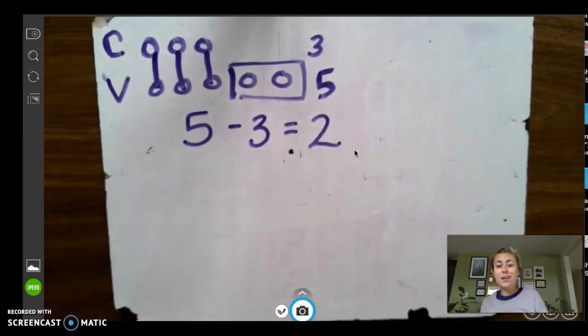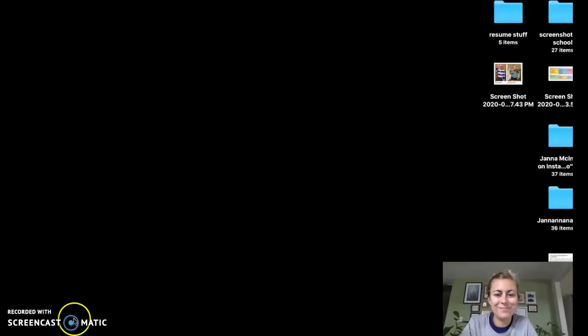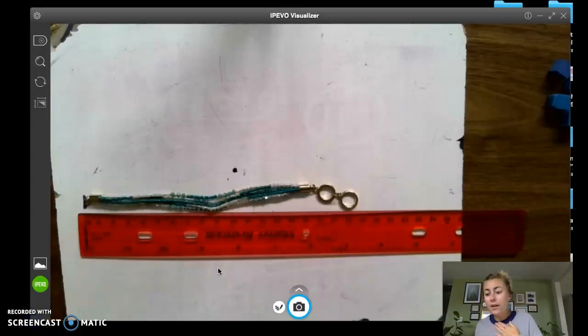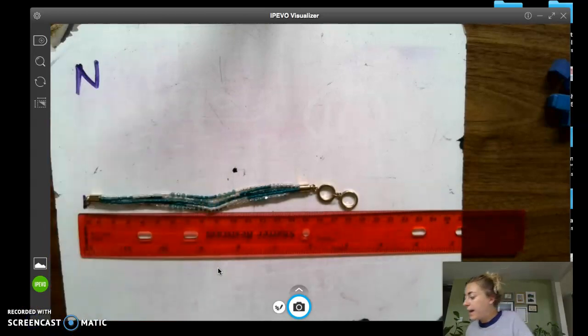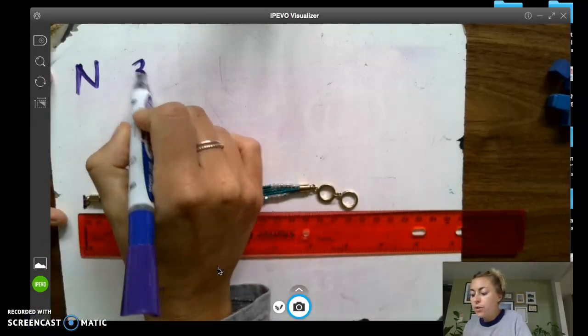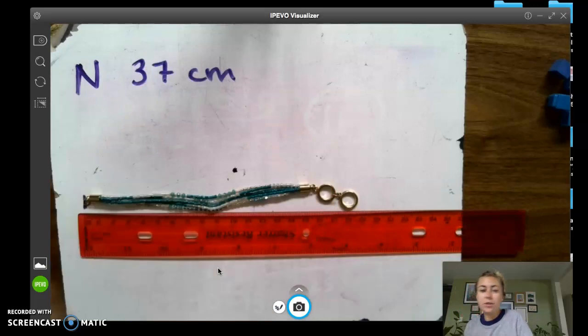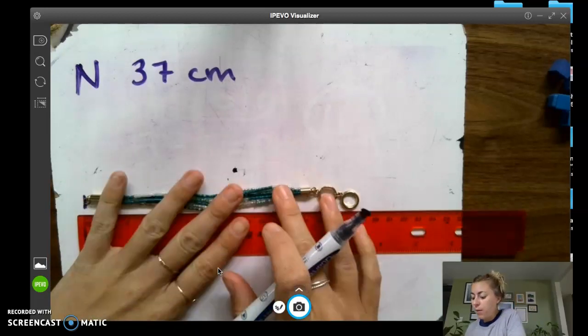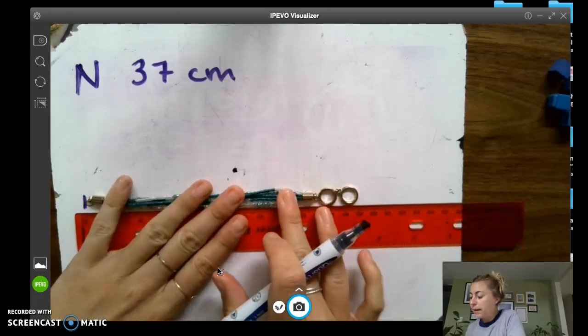So now let's do it with length. So I've already measured my necklace, and my necklace was 37 centimeters long. I want to compare my necklace with my bracelet because I want to figure out exactly how much longer my necklace is.